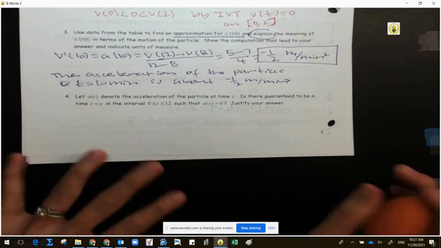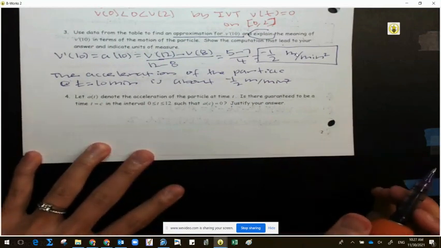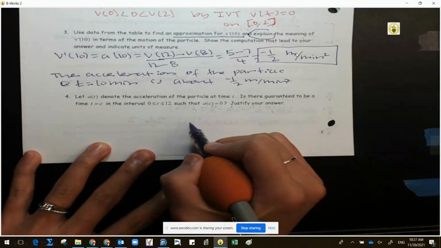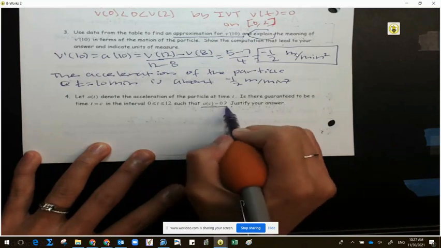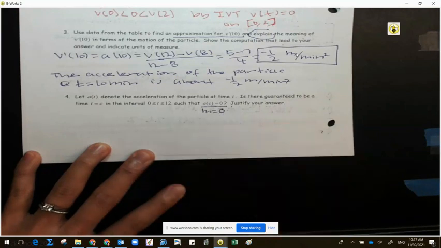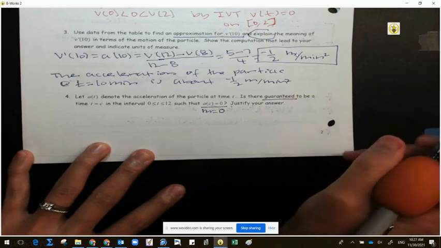Okay, last one on this page. Andrew, let's read number 4. Let A of t denote the acceleration of a particle at time t. Is there guaranteed to be a time t equals c in the interval 0 is less than or equal to t is less than or equal to 12, such that A of c is equal to 0? So A of c must equal 0. So it's saying my slope of the derivative must equal 0. And when they say is there a guaranteed time, typically the answer is always yes.